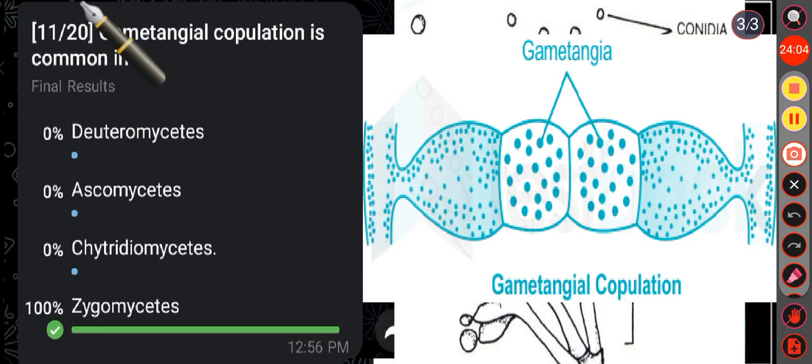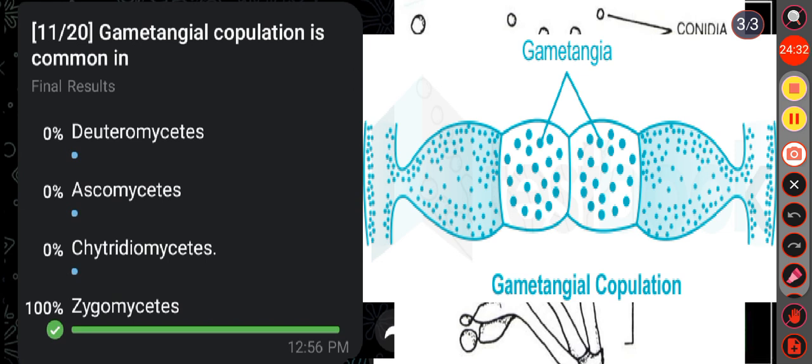Then next question, gametangial copulation is common in option A Deuteromycetes, option B Ascomycetes, option C Chytridiomycetes, option D Zygomycetes. Here the correct answer is option D, that is Zygomycetes. Then what is gametangial copulation? It is a form of sexual reproduction where two gametangia fuse directly to form a zygospore, right?